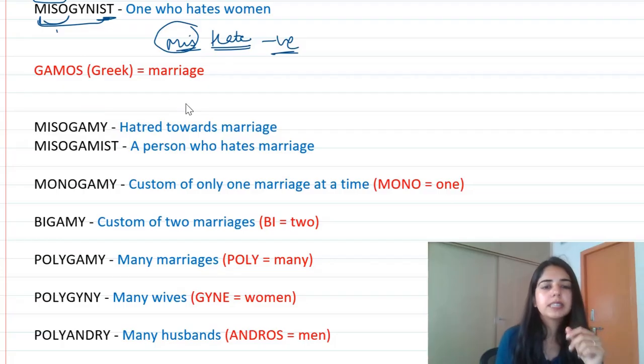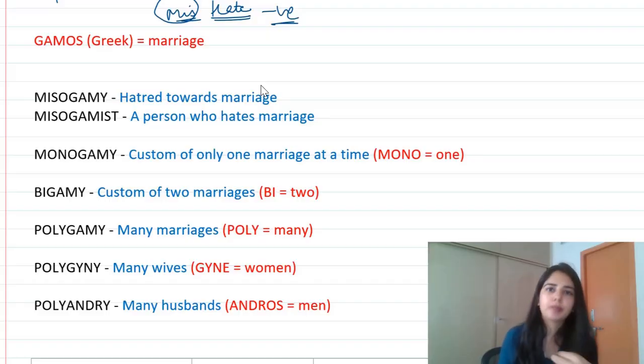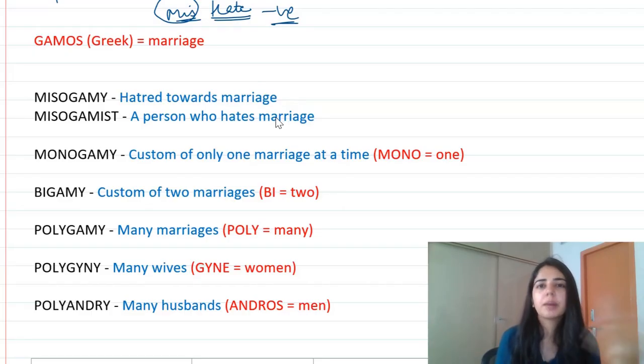Misogamy means hatred towards marriage. Gamos means marriage in Greek. Someone who hates the institution of marriage may or may not hate men or women, or romantic relationships or friendships in general, but that person hates the institution of marriage. They may or may not have live-in partners or romantic relationships, but they will not commit because they hate the institution of marriage, all the judicial proceedings and everything around it.